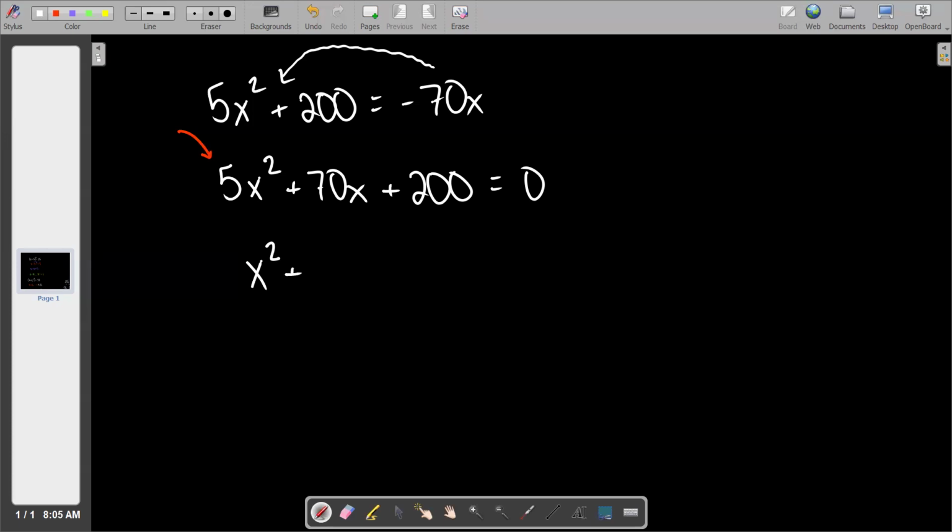Do you know what 70 divided by 5 is? I do. It's okay. I'll help you. It's 14. And then I bet this one you don't need a calculator for. What's 200 divided by 5?